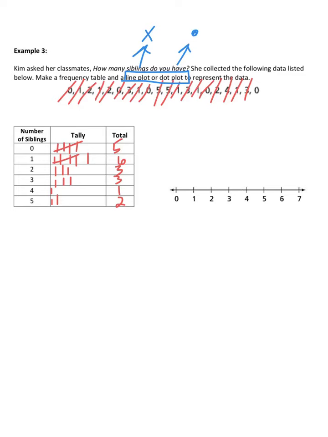So again, let's have you practice making either a line plot or a dot plot. To start off, if I look at my zeros, I would put 5 dots above my 0 because there are 5 students that have 0 siblings. And also I'm going to put a label underneath my number line and name it number of siblings, so that I know what my numbers represent.